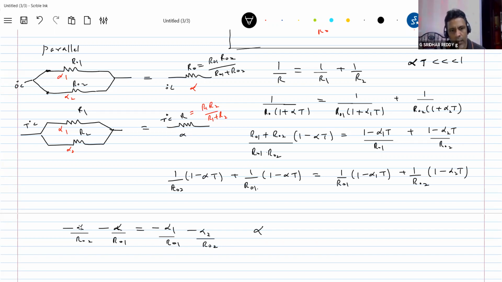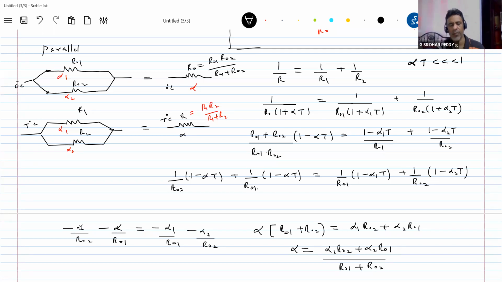Alpha should be equal to (alpha 1 R naught 2 plus alpha 2 R naught 1) divided by (R naught 1 plus R naught 2), that is the effective alpha. Okay, fine. So like this, we can find the effective alpha. And these are the formulas, do remember.